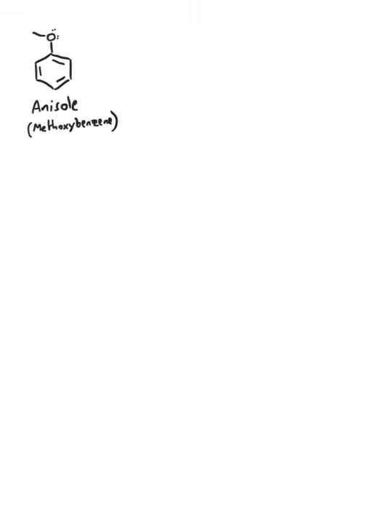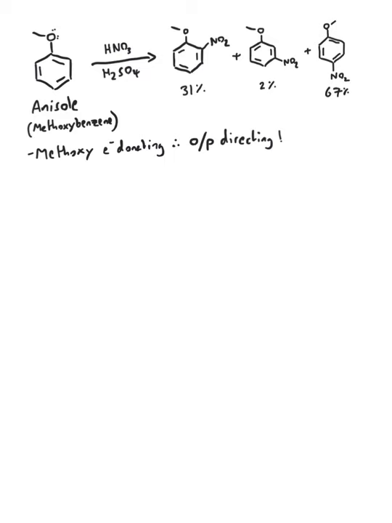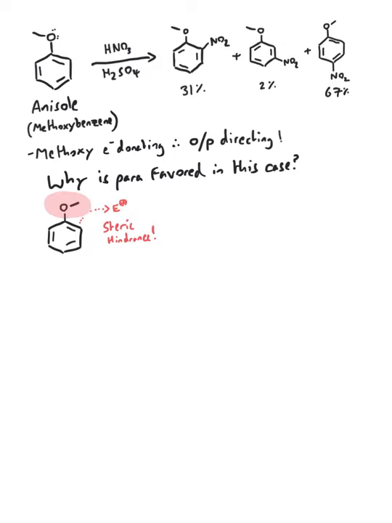Let's look at anisole. Anisole clearly has lone pairs on the oxygen that can be donated into the aromatic ring, meaning that this species is most certainly ortho-para directing. If we subject it to nitration conditions, we'll find out that we get 31% ortho substitution, 2% meta substitution, and 67% para substitution. Why is para favored in this case? Well, due to the steric hindrance of the methoxy group, i.e. that methyl group is kind of blocking the ortho positions, the para position is favored.